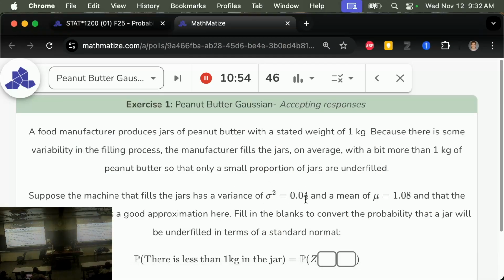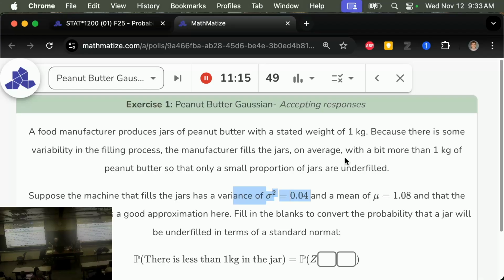Once again, the key things that are given to you in the problem are the variance. That's like how this machine that fills the jar sometimes fills it a little extra, sometimes a little less, and the variance tells you by how much. The average is 1.08. So they have set the average a little bit higher than the 1 kilogram in an attempt to make this probability small. But let's see how small they actually make it.